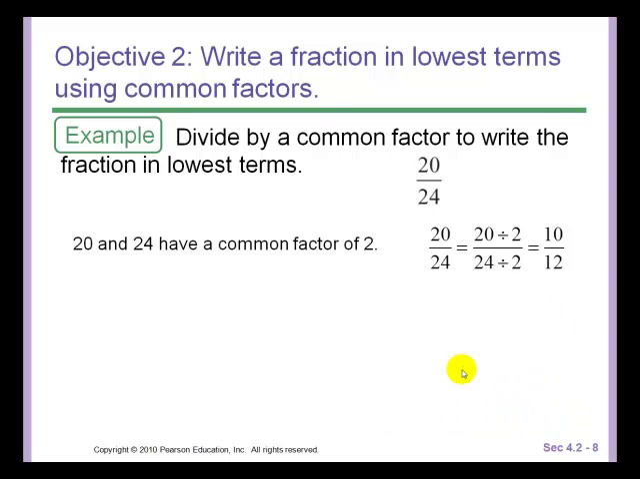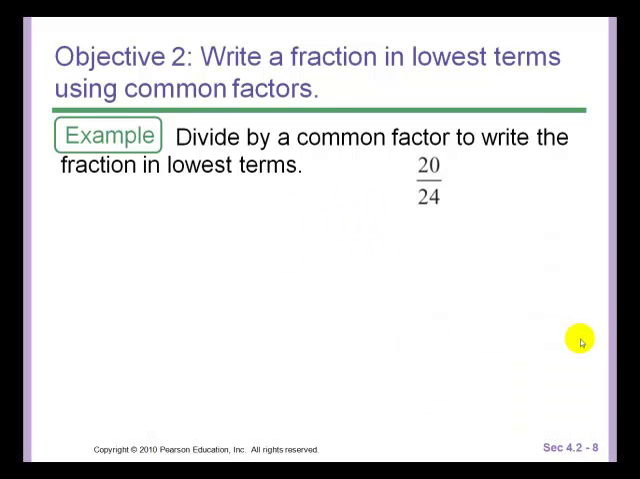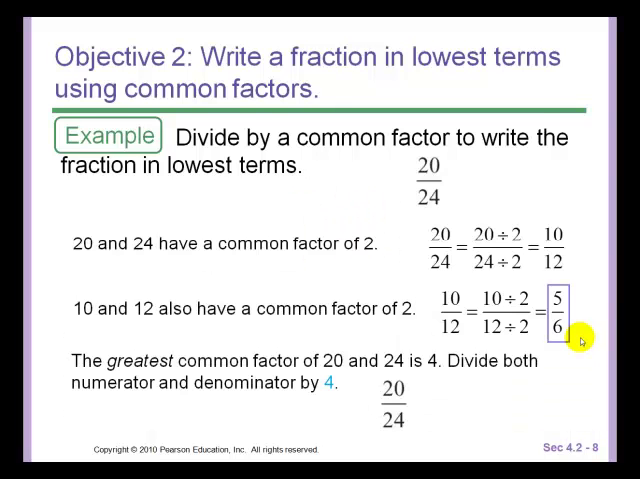Quick note that both 20 over 24 and 60 over 72 simplified to 5/6. That's what we refer to as equivalent fractions. In both cases, our simplified form is 5/6. That would be the acceptable final answer.